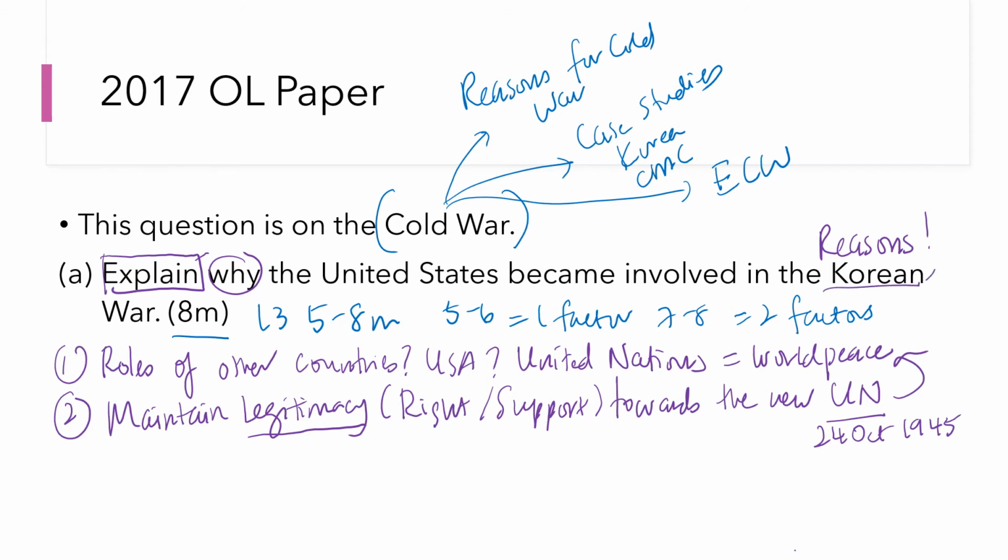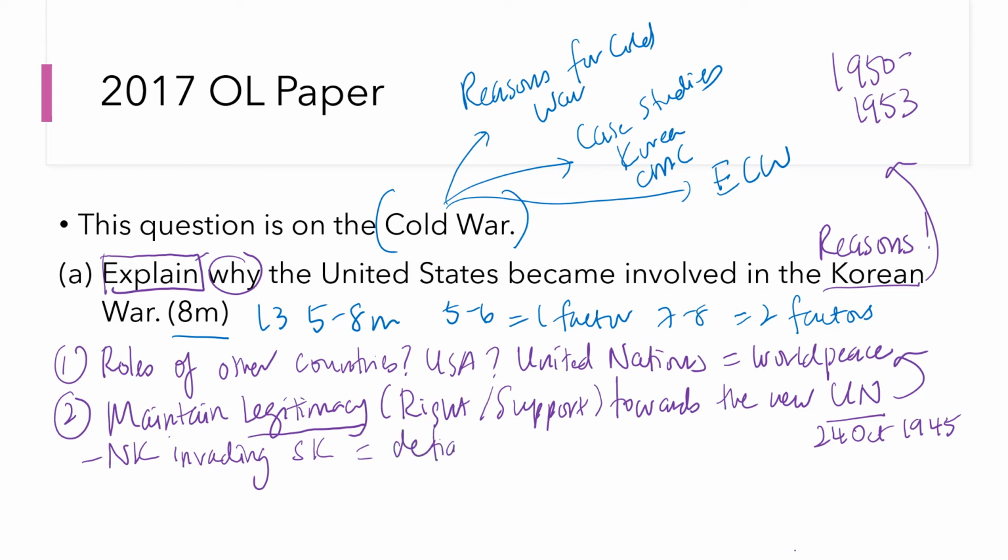Now, United Nations was formed on 24 October 1945, correct? And the Korean War is between 1950 to 1953. All right, okay, so moving on. So they need to maintain the legitimacy towards the new United Nation, and specifically because they saw that North Korea invading South Korea, it was an illegal act. It was a defiance towards international law.